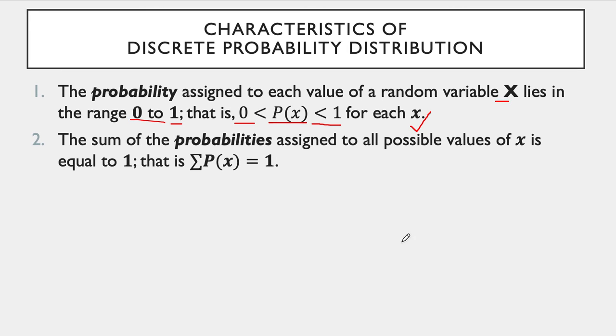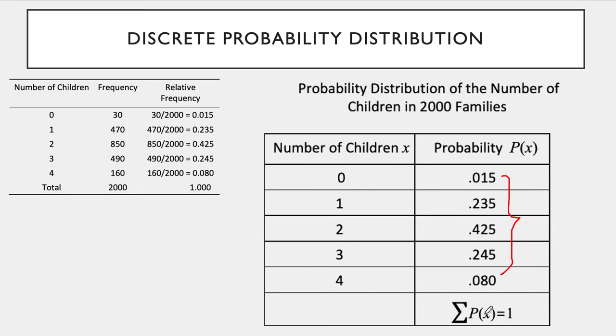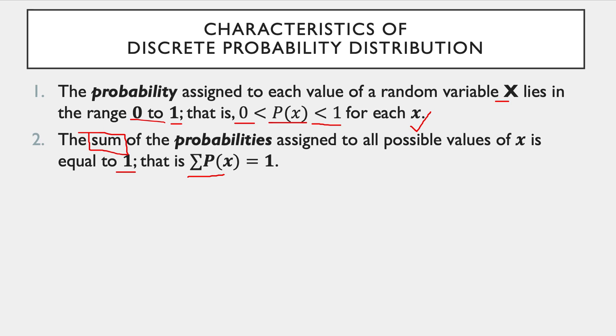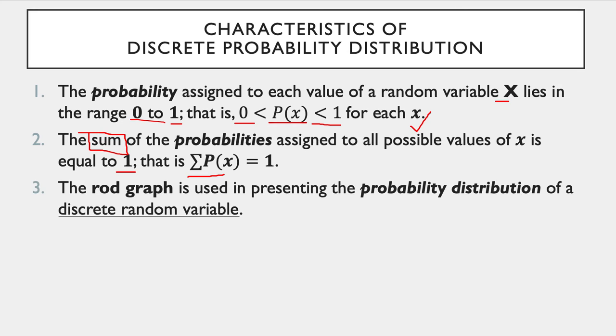Number two, the summation of the probabilities assigned to all possible values of small x must be equal to 1. So that's the summation of p of x must be equal to 1. Noted here that the summation of all p of x's is equal to 1. So indeed, the probability distribution is correct. And thirdly, the rod graph is used to represent the probability distribution of a discrete random variable. We can also make use of a histogram, by the way. So these are the important characteristics. More importantly, 1 and 2 are the important characteristics, actually.